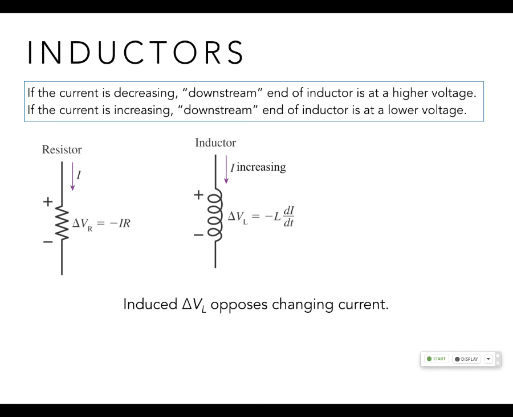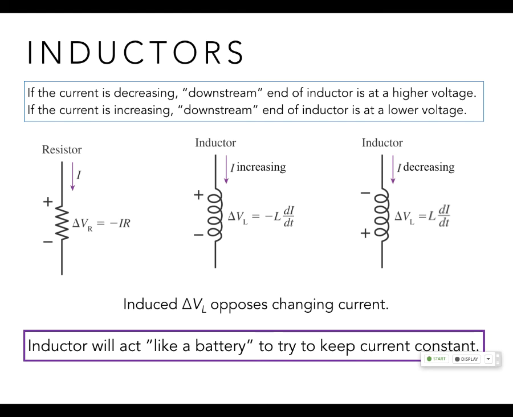Okay? If the current's decreasing, which side's positive, which side's negative? Positive on the bottom, negative on the top. What does that look like? A battery. Okay, so that gives you a little boost. Your delta V should be equal to positive L di/dt. So the inductor will act like a battery in that case.